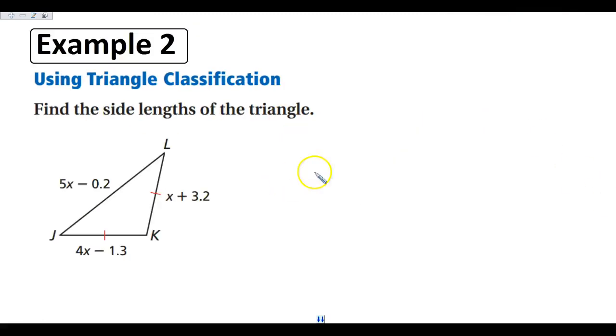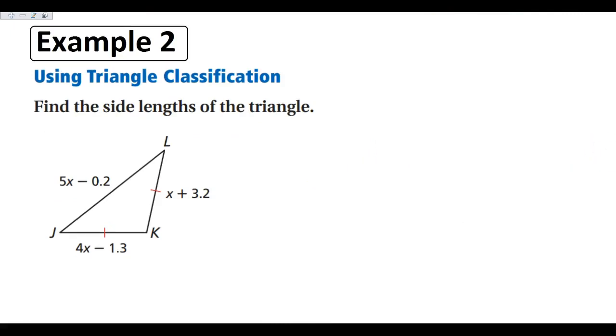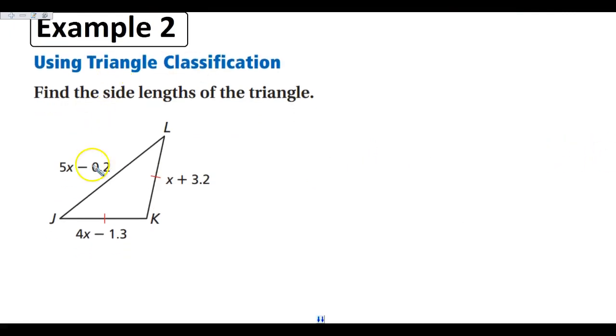So let's take a look at our next example here. We want to find the lengths of all the sides of the triangle. We already know that our triangle is isosceles, okay, and we're going to use that information to find out what x is and then to find out the length of each side. So since these sides are marked as congruent, I can set these equal to each other. So I'm going to have 4x minus 1.3 is going to be equal to x plus 3.2.